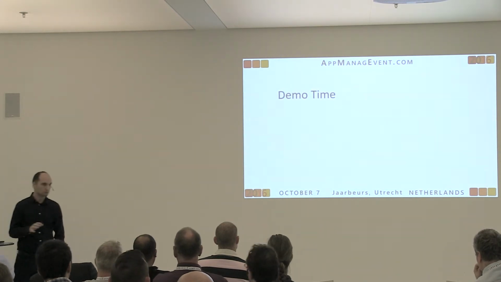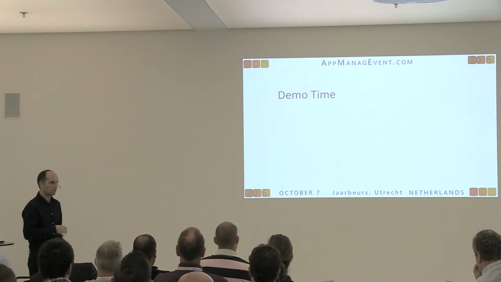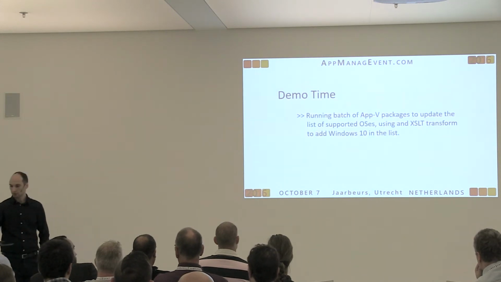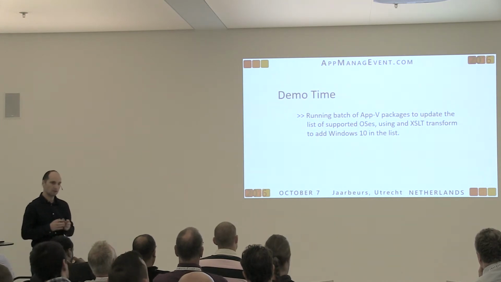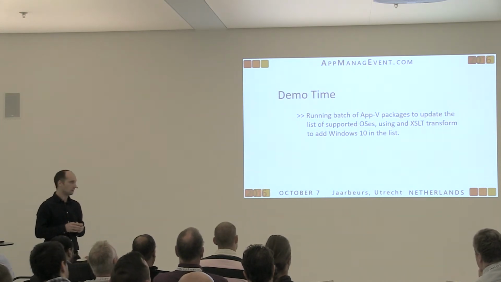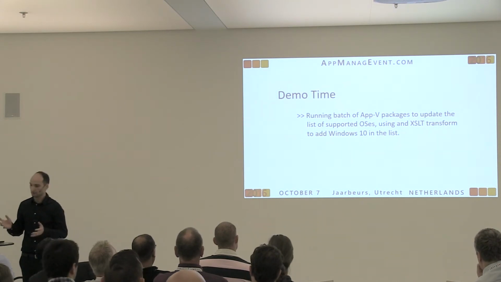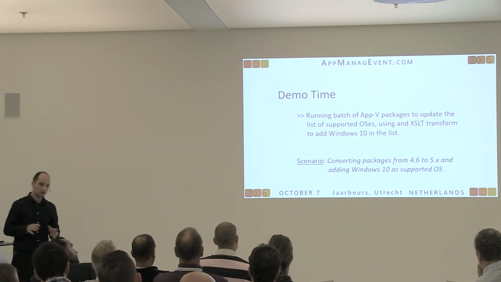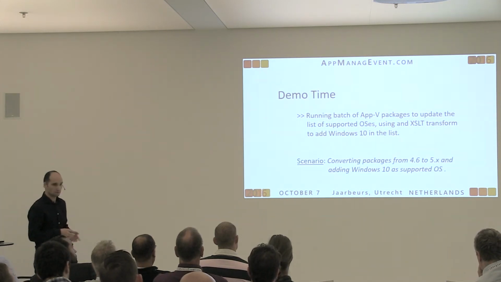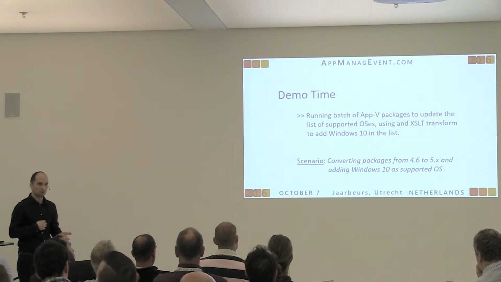I'm going to start with the complex demo, so I can skip over it then. It's going to show you how to process a batch of packages, and the time it saves you. For this demo, I have only 7 packages because we don't have all the time in the world. And the idea is that you convert packages from 4.6 to 5, and then you need to add Windows 10 as supported on the list.